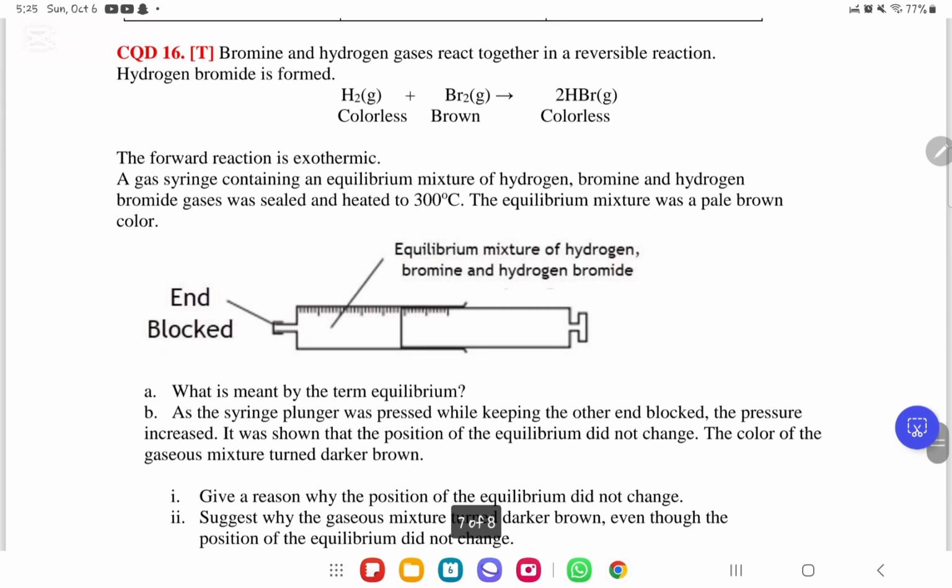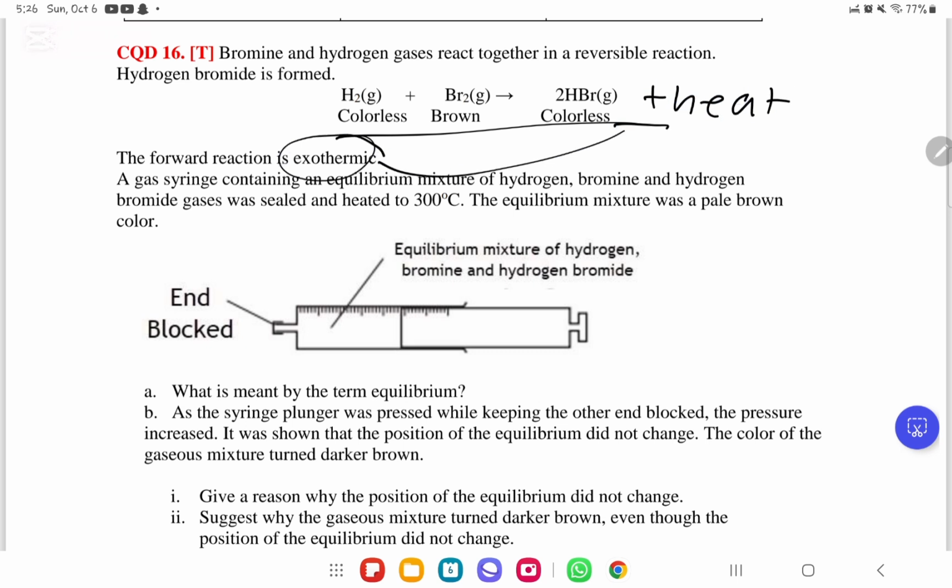Now, CQD number 16. We have bromine and hydrogen gases reacting together in a reversible reaction. Hydrogen bromide is formed. The forward reaction is exothermic. So they're saying this reaction, which is our forward reaction, will have heat in our products, because exothermic means heat in our products. A gas syringe containing an equilibrium mixture of hydrogen, bromine and hydrogen bromide gases was sealed. That means it is closed. It's a closed system and heated to 300 degrees Celsius. So we increased the heat.